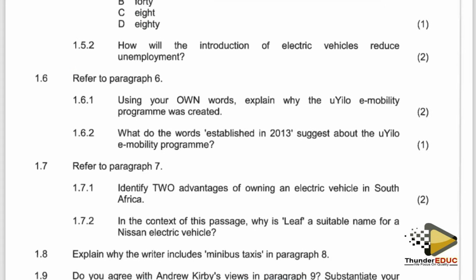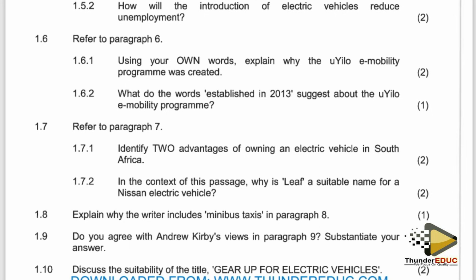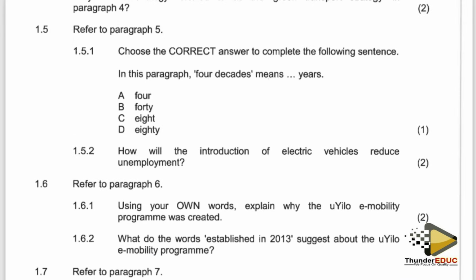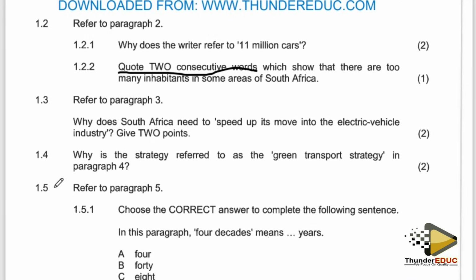When you are coming also to answering questions, please try and use your own words as much as possible. If the instruction did not say quote, please make sure that you are able to understand the passage so that you can answer correctly. Always underline your instruction. Why does South Africa need to speed up its move into the electric vehicle industry? They say give 2 points. Your mark allocation is 2 marks. So please make sure we adhere to the mark allocation. 2 points equivalent to 2 marks.